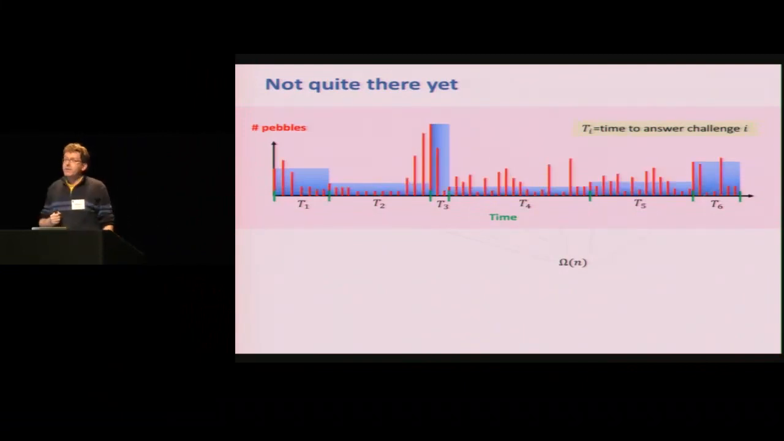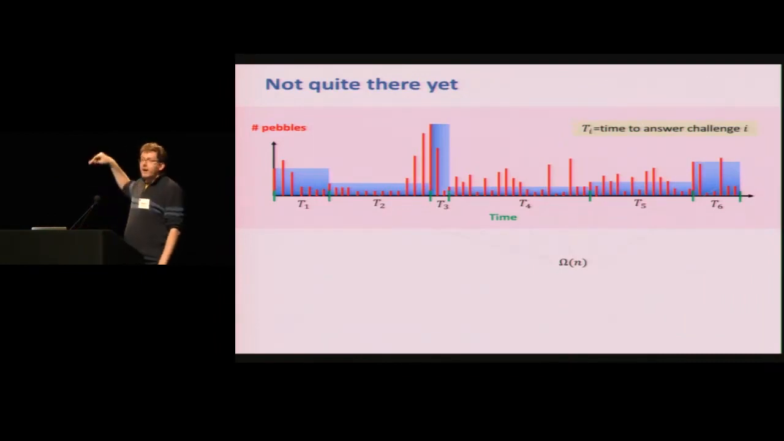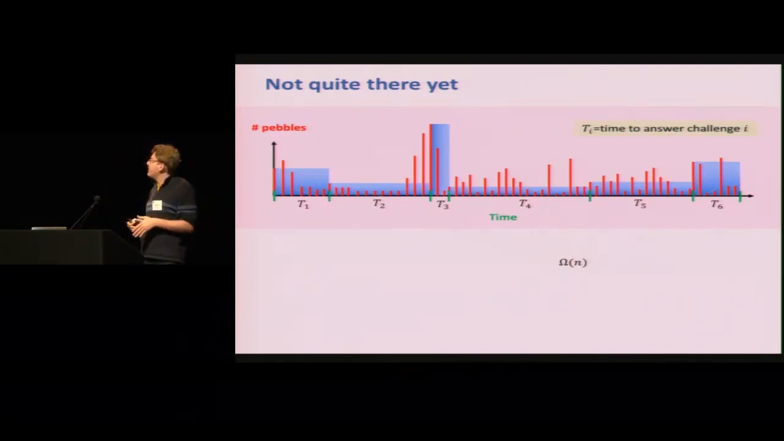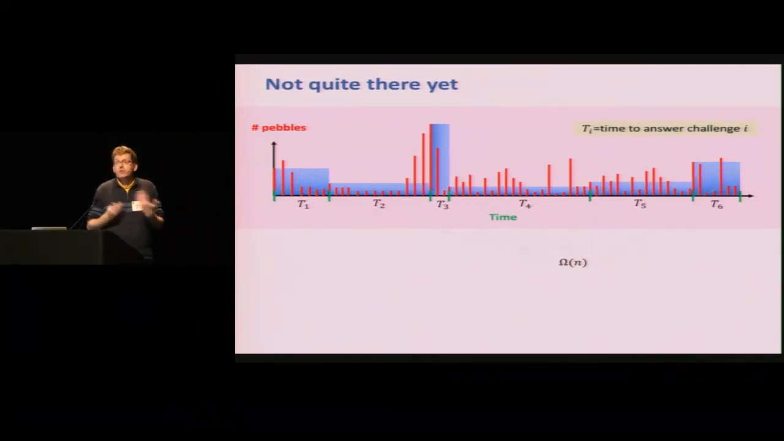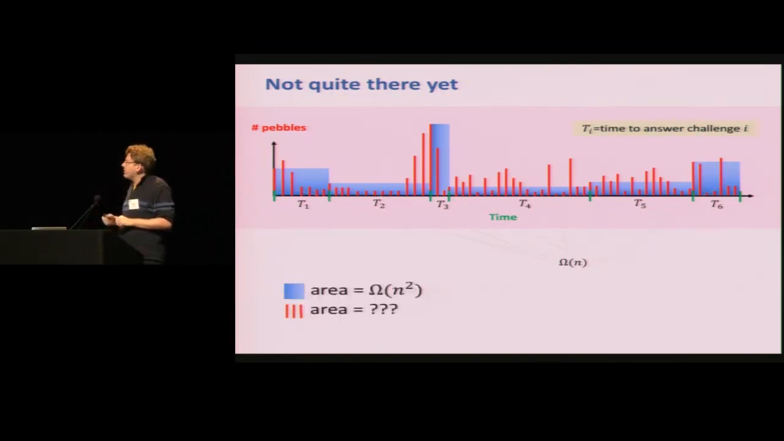Unfortunately, that's not quite what we need, because we need to look at this curve, which is defined by the amount of pebbles we have at every time. And we have no guarantee that after an adversary learns a challenge, it might not just drop everything it has and just remember, for example, the closest pebble to the challenge and forget about everything else. In fact, for the last challenge, for example, that's the most reasonable thing to do. Everything else would be rather stupid. So what that means is that the area, which is the blue area here, is n squared, but we need to lower bound the area which is defined by the red histograms.